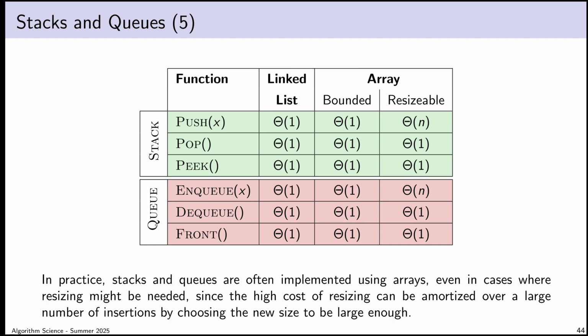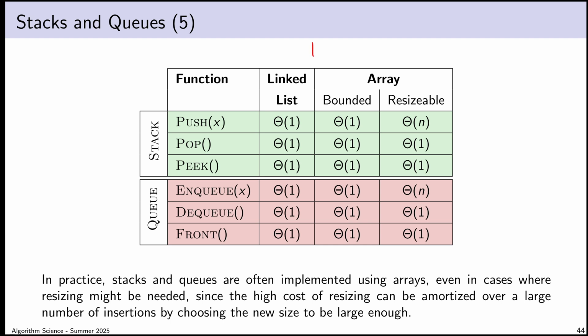And so in practice, this is what I just said: stacks and queues are implemented using arrays, even in cases where resizing might be needed. Because with a certain analysis, we can actually reveal that the resize doesn't cost as much as we think it does, as long as we accommodate the cost of the resize over all of the operations. The best I can do as far as that's concerned is to give a brief sketch.